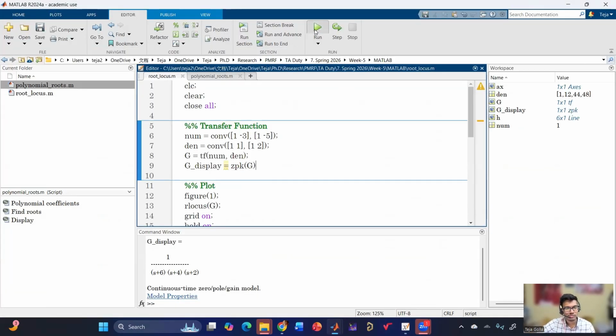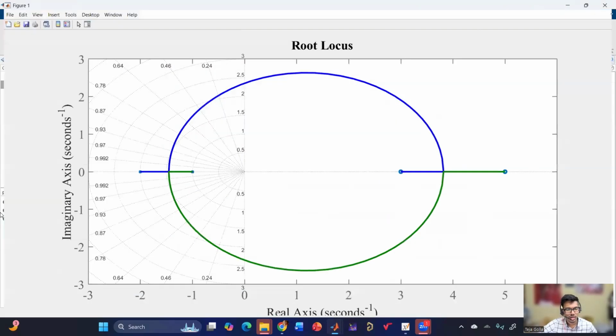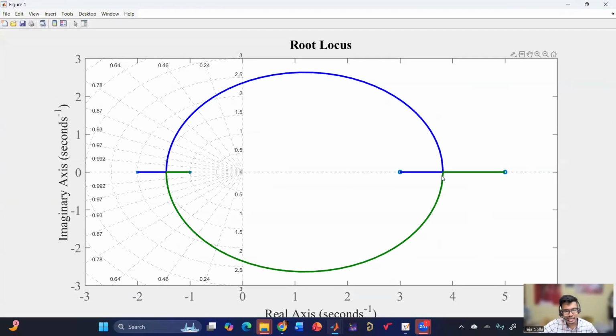Yeah. So now let us first check the transfer function is (s minus 3)(s minus 5) over (s plus 1)(s plus 2). Now let us see. So it is also correct. These two are hitting and again they are meeting in between, and one is going to 0, the other is also going to 0. So in this way, we will draw the root locus.